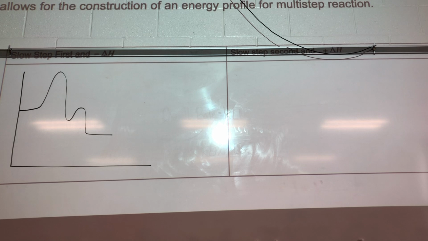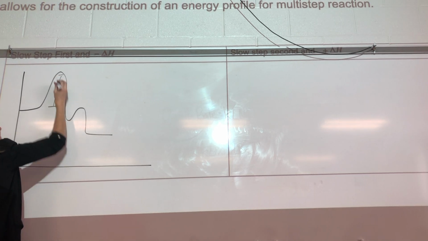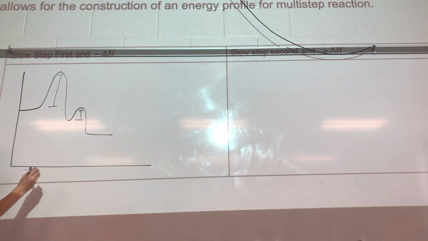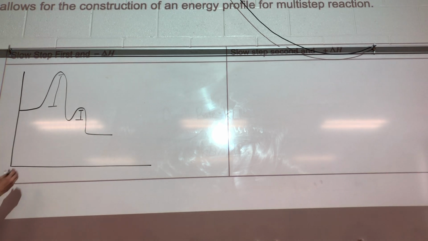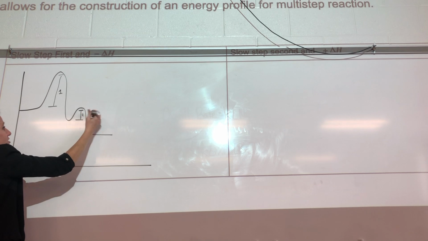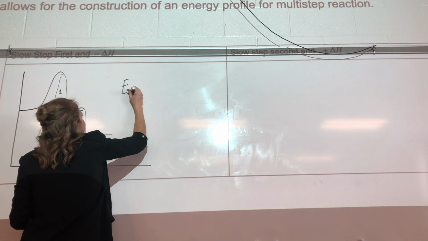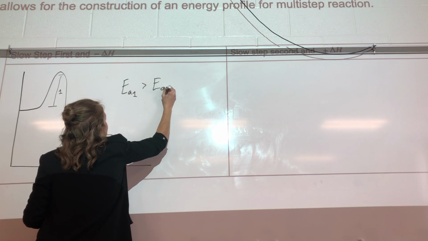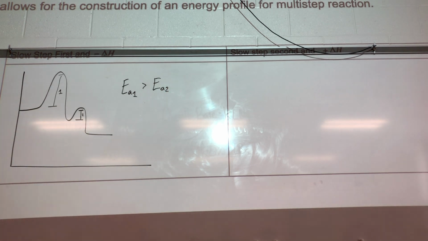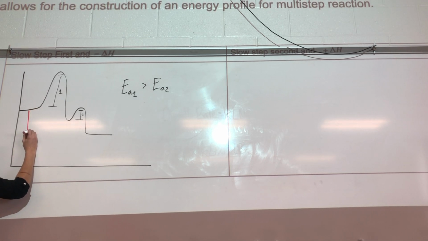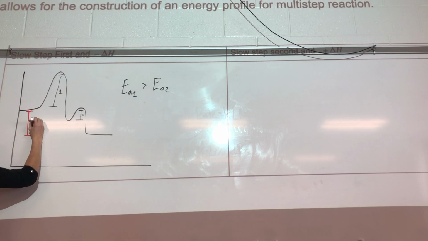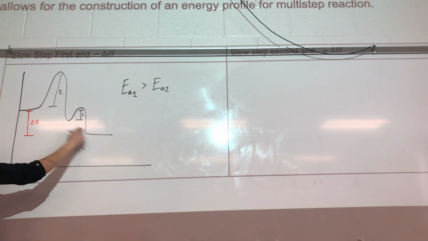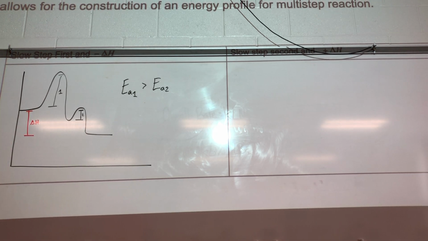There's obviously various things, but the big takeaway is this needs to be bigger than that. This is step 1, this is step 2. So the activation energy of step 1 needs to be bigger than the activation energy of step 2. Then the delta H is from here to here, and it's negative because the products are lower than the reactants.